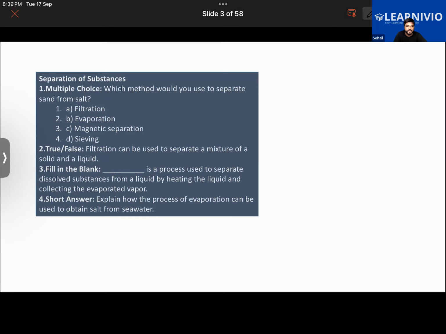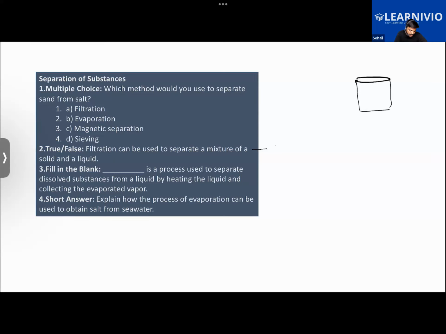Okay, next question. Filtration can be used to separate a mixture of a solid and liquid. True or false? Filtration is a very suitable method for separating an insoluble solid from a liquid. Suppose you have a mixture of sand and water. Using the filtration method, you can separate the sand from water. Of course, sand is a solid object, and that's why it settles at the bottom. So that is true.